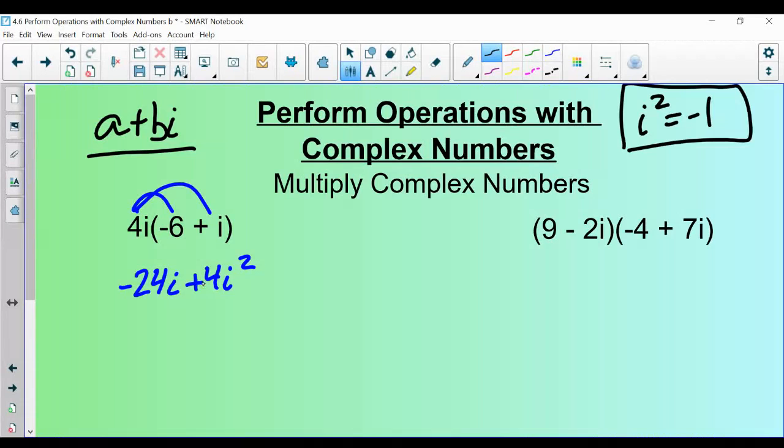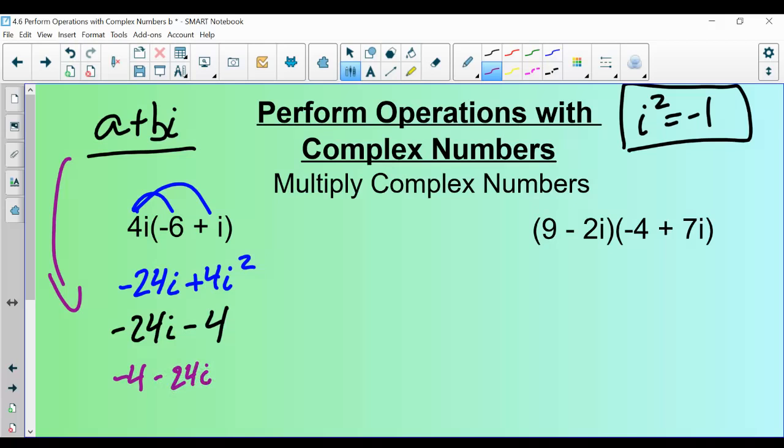So this isn't plus 4i squared anymore. It would actually be negative 24i minus 4, because i squared is negative 1, and 4 times negative 1 is negative 4. Now, this is not quite a final answer. I want the imaginary part at the end and the part that doesn't have an i in front. So this one would actually be negative 4 minus 24i. Final answer.